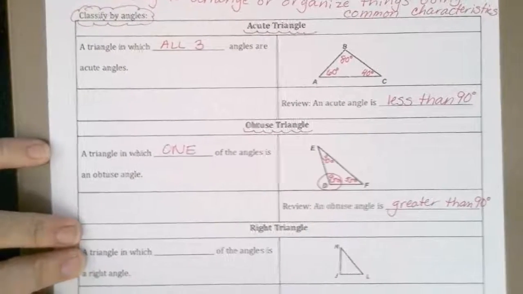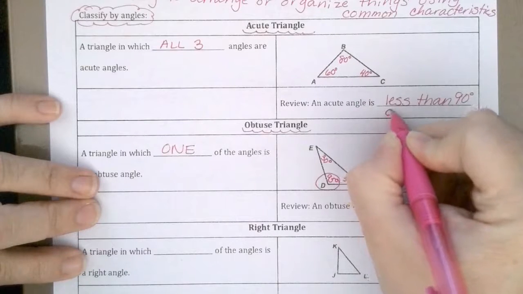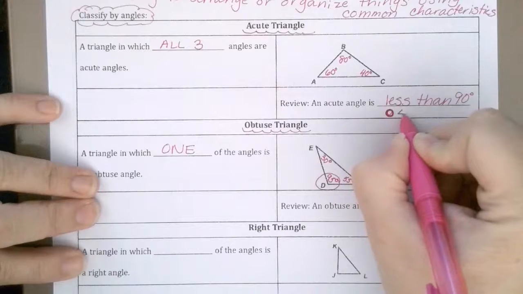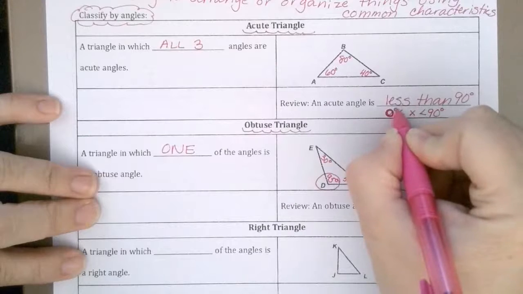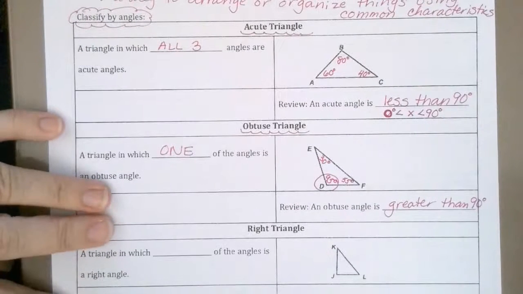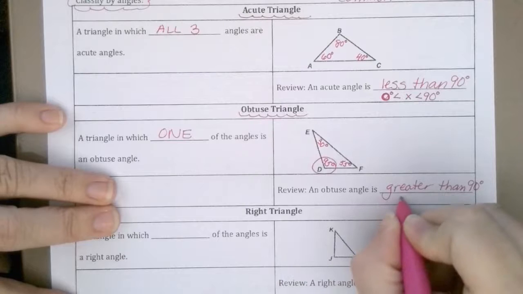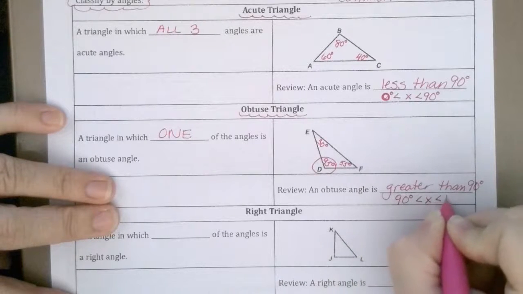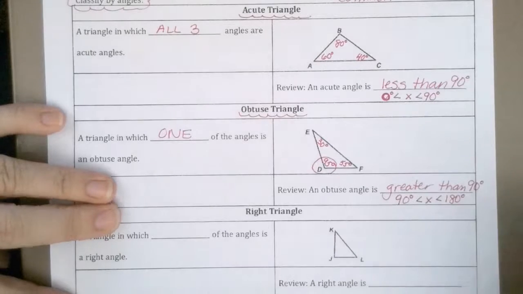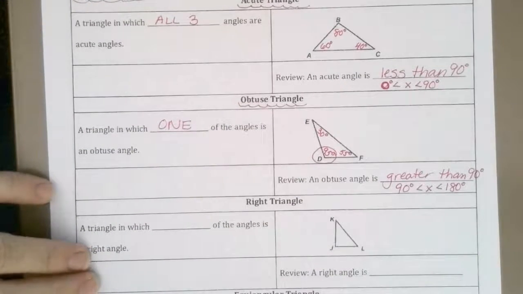Now, I should be a little bit more specific. Mathematically, it's really not just less than 90 degrees, it's between 0 and 90 degrees, because there is such a thing as a negative degree measure. You'll learn about that when you get to trigonometry in IM2 and IM3. Greater than 90 degrees, it's really 90 degrees to 180 degrees, because there are angles bigger than 180 degrees. Okay.